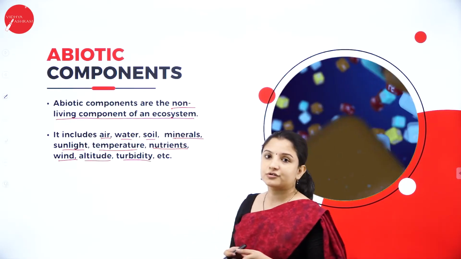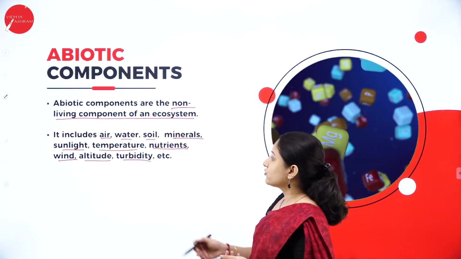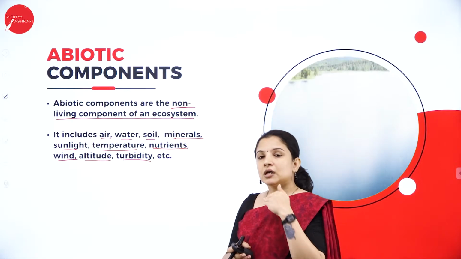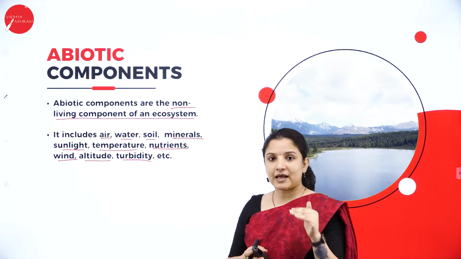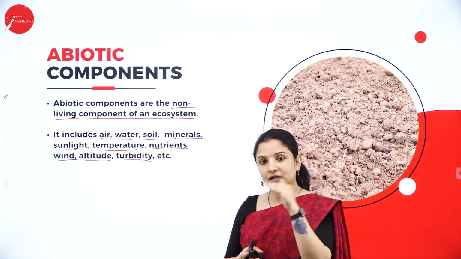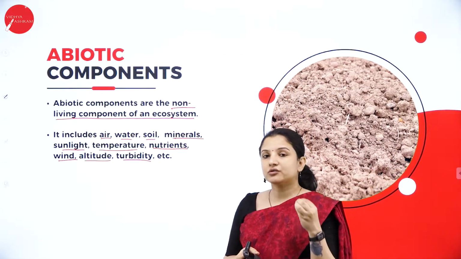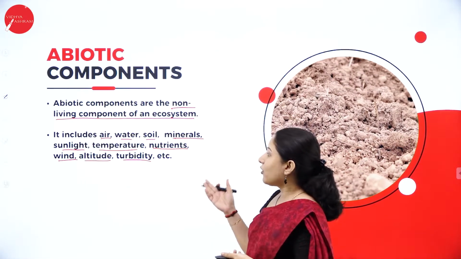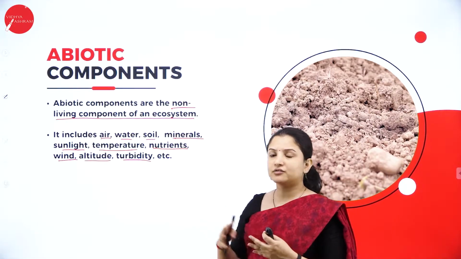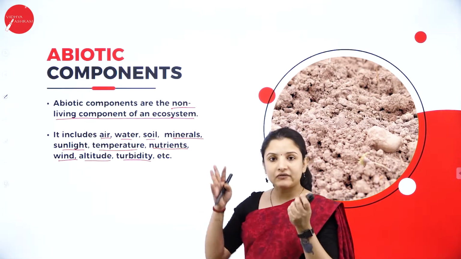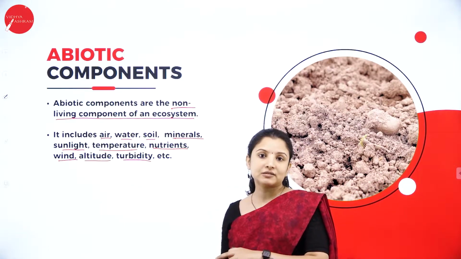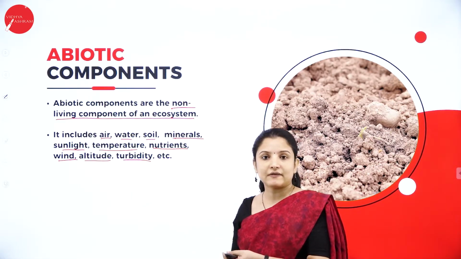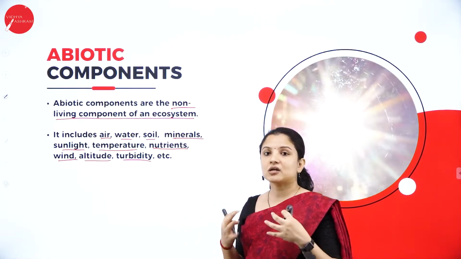Temperature is also needed for the plants, and nutrients are very important. Then wind and altitude. For example, plants are found in different locations, and different altitudes will have different climatic conditions. So that also will affect the quality of the plant. So all these are interconnected to one another. All these abiotic factors are very, very important if the biotic factors have to survive. All these non-living things are very important if the living things have to survive. So that is how they are interconnected to one another.